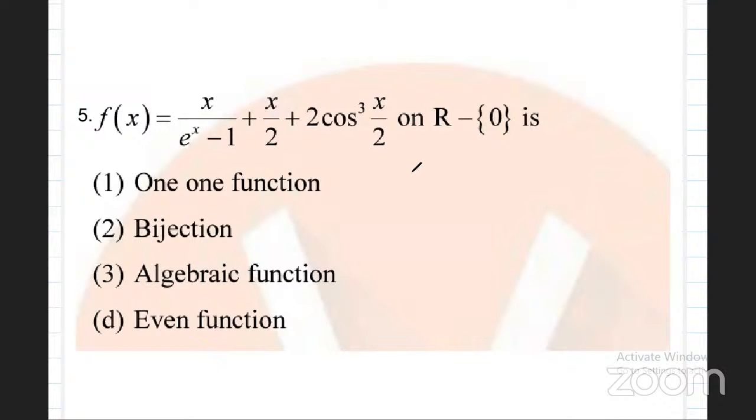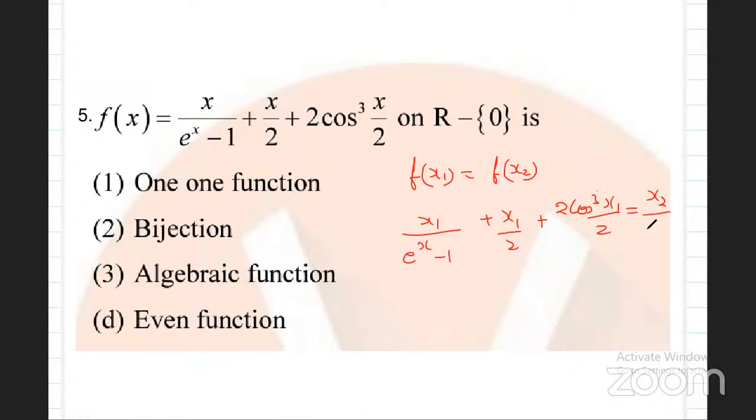We just have to check f of x1 equal to f of x2, where x1 and x2 belong to all the real numbers except 0. So now you can take x1 divided by e to the power x1 minus 1, plus x1 by 2 plus 2 cos cube x1 by 2, is equal to, again, we do it for x2 in a similar fashion. If you cross multiply and take the LCM, do you get x1 equal to x2? Do you really think that you'll get x1 equal to x2?